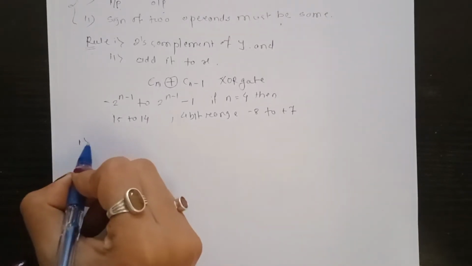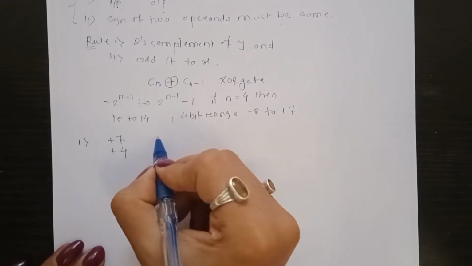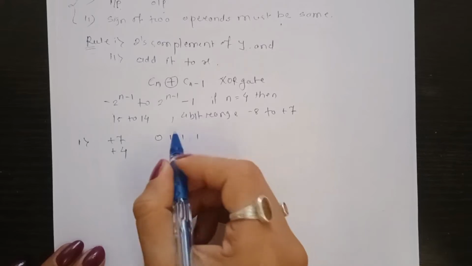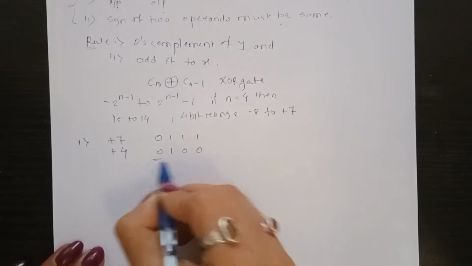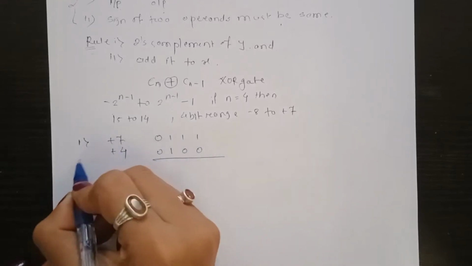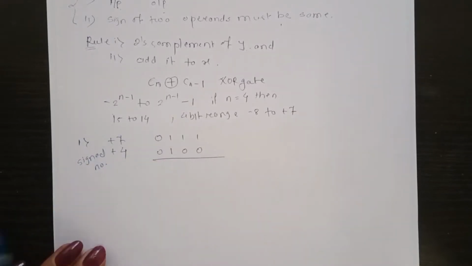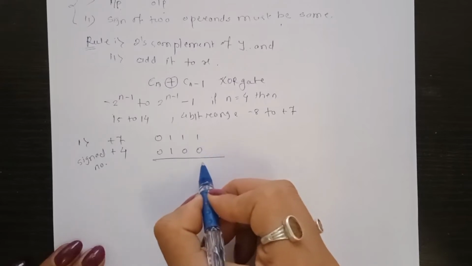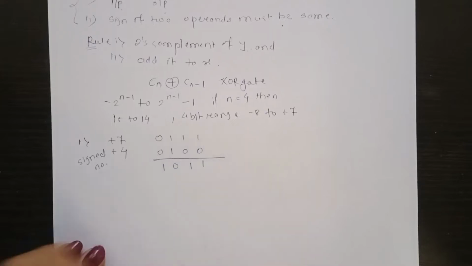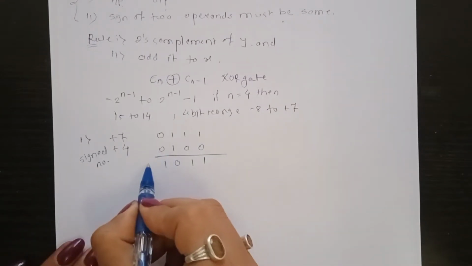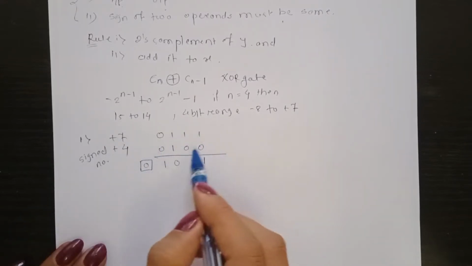Let's take an example: plus 4 and plus 7. The binary representation of plus 7 is 0 1 1 1 and for 4 it is 0 1 0 0. Now these two are signed numbers, and they are positive numbers. Then, adding them gives 1 0 1 1. Now here the carry out is 0 because no carry is generated through this addition operation.